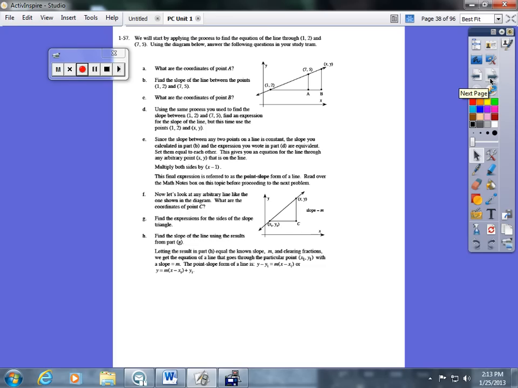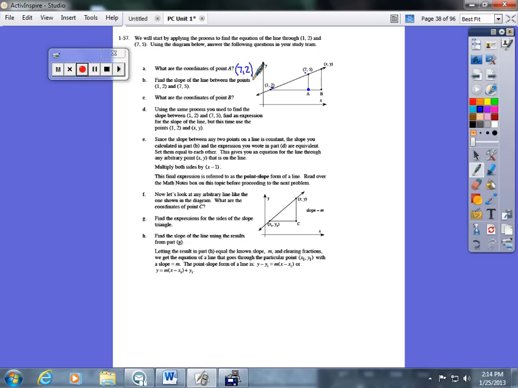We'll start by applying the process to find the equation of a line through 1, 2, and 7, 5. Using the diagram below, answer the following questions in your study team, or just answer it here from home. So what we're looking at here is finding the equation of this line. What are the coordinates of point A? If we look at point A right here, point A would have the same y value as this point, and it would have the same x value as this point. So we would say here that point A would be 7, 2.